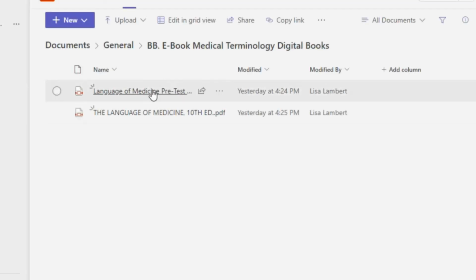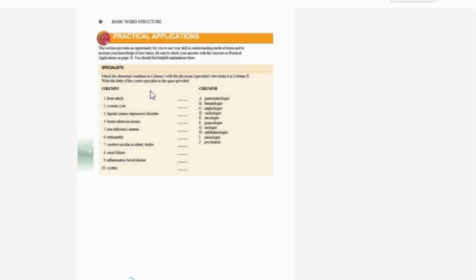But I do want to show y'all this. You see where it says language and medicine pre-test exercise. These are the exercises to that book. You can do those if you want to. I am not grading those. I will be grading for life. You can do these if you want to.